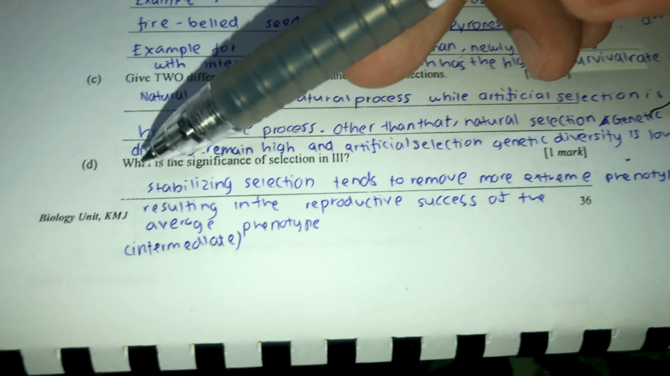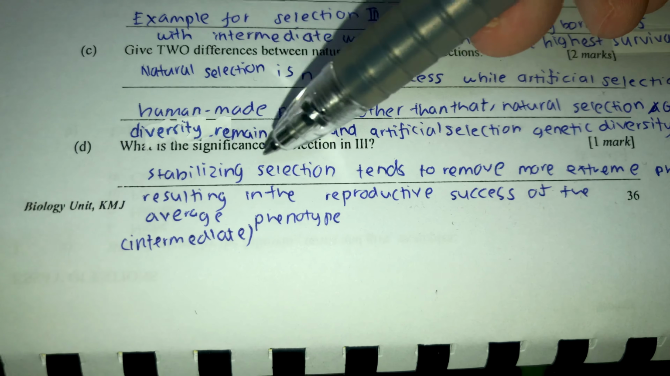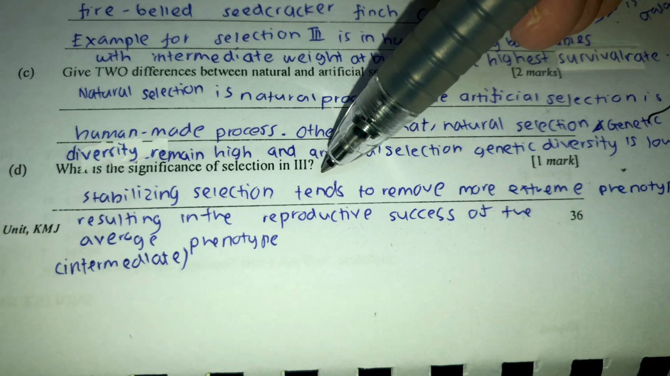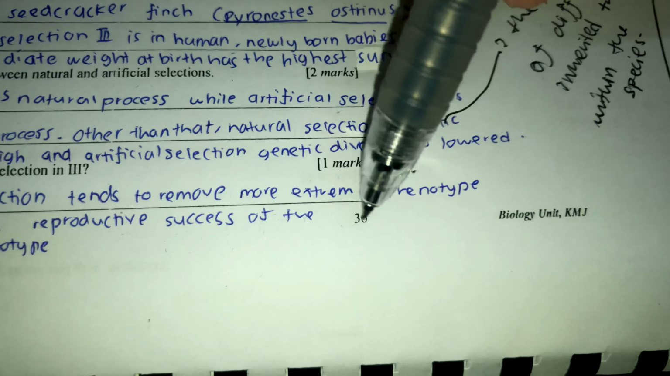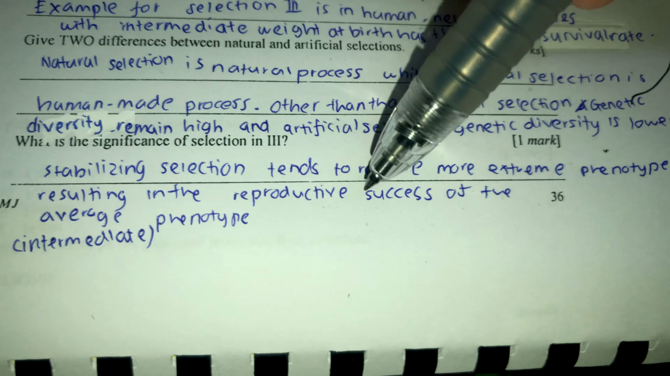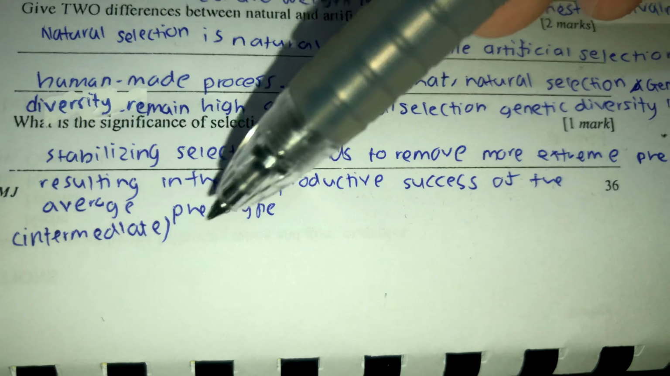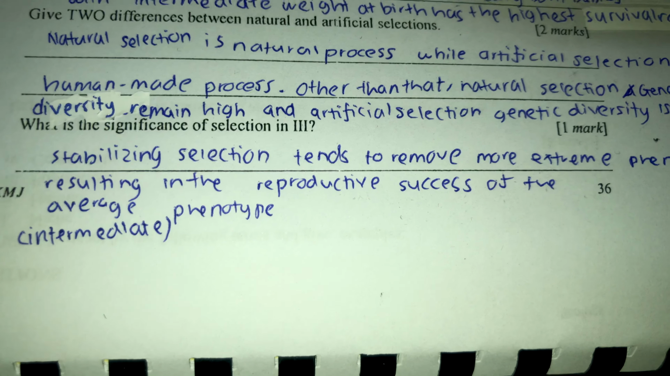Then there is the question, what is the significance of selection in tree? Stabilizing selection tends to remove more extreme phenotypes, so the intermediate ones have higher reproductive success. I don't think that needs any further explanation.